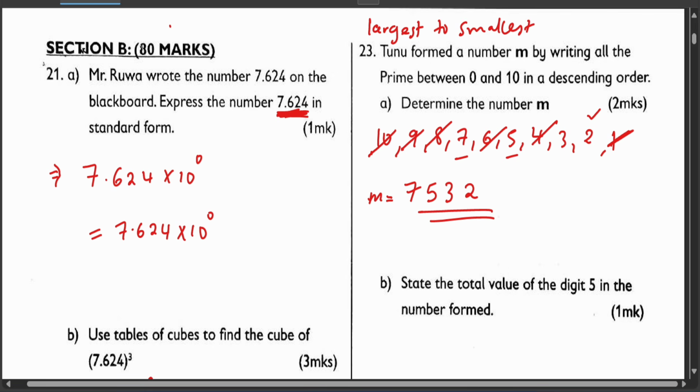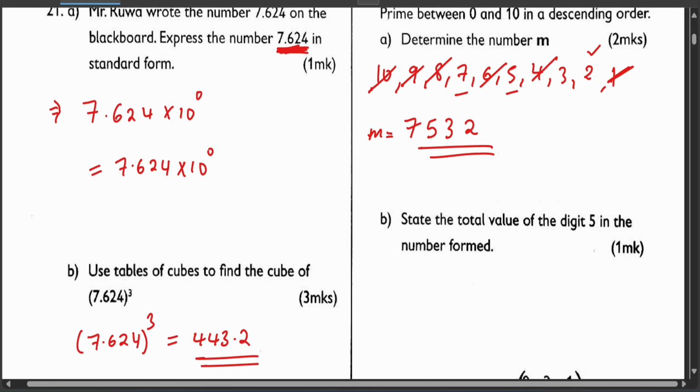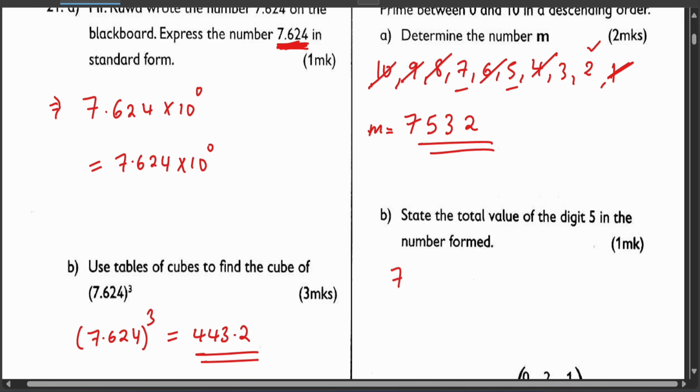Now state the total value of the digit 5 in the number formed, which is 7,532. The total value of 5 is just 500 because it belongs to the place value of 100. So you just take 5 times 100, giving you 500, or you can use this formula: just drop the zeros.